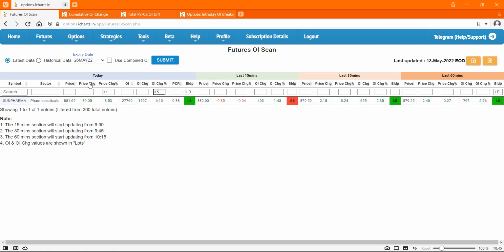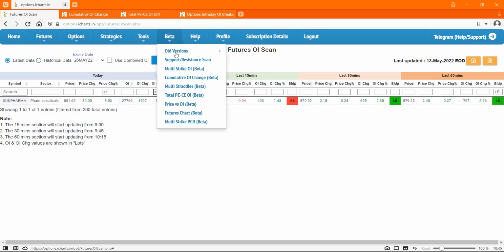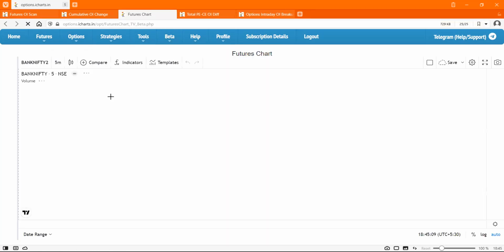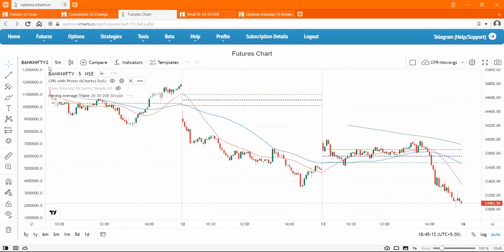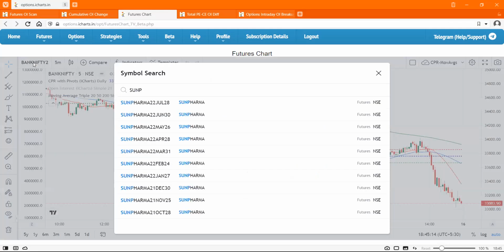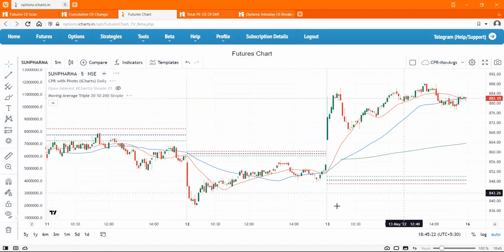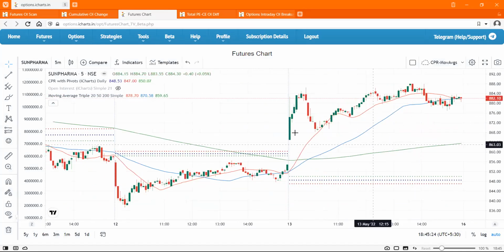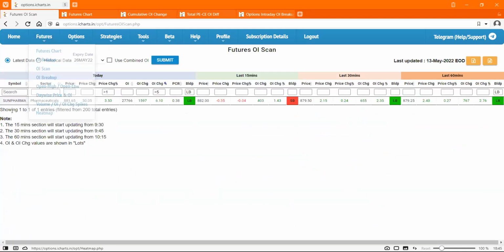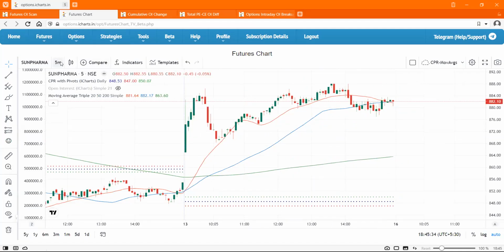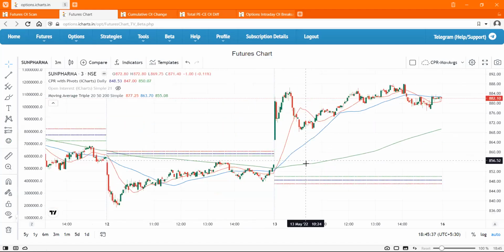So yeah, what I was saying is, once you have a list of stocks, then you actually have to go into the chart itself. Let me go to Sun Pharma. Once a stock is shortlisted, if you have 4 or 5 stocks, just go to each and every stock chart and see what you can do, based on whatever time frame you're trading.